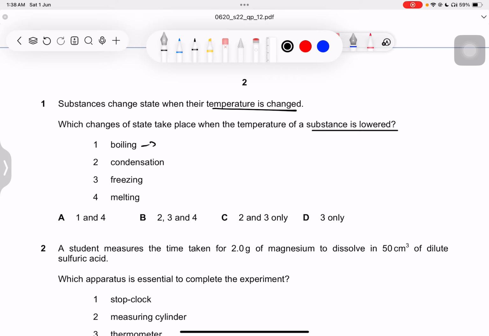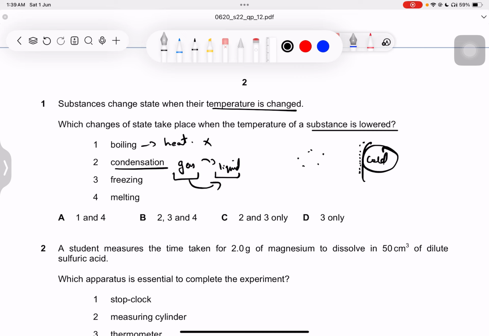So in boiling, we heat, so the temperature is increased. In condensation, the substance changes from gas into liquid. So liquid means the temperature is being lowered from the gas, because when gas particles hit a cold surface they become liquid droplets. So the temperature is decreased. Freezing. In freezing also, in a refrigerator or in a freezer, we decrease the temperature.